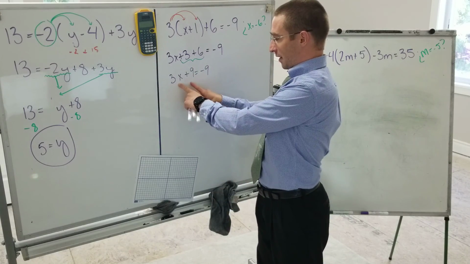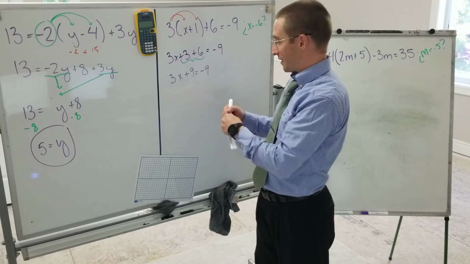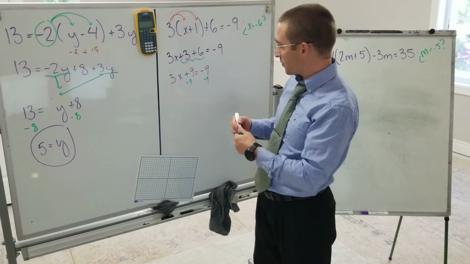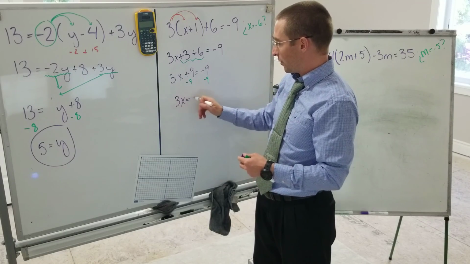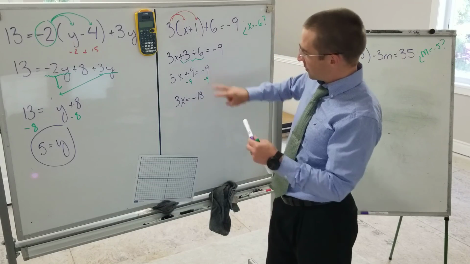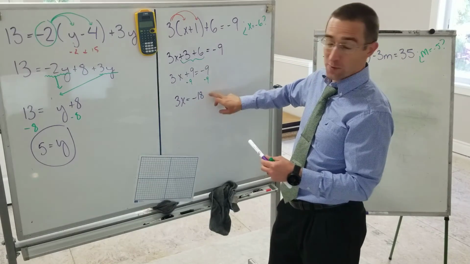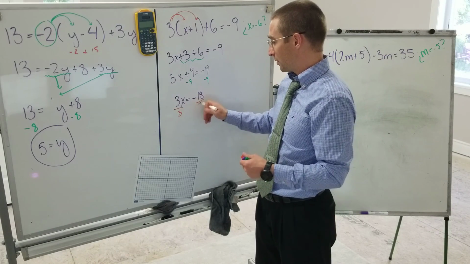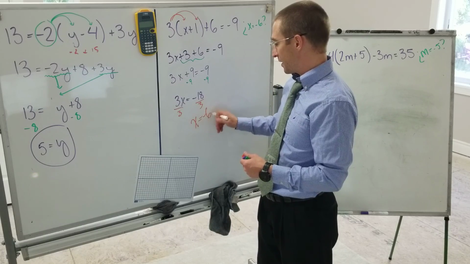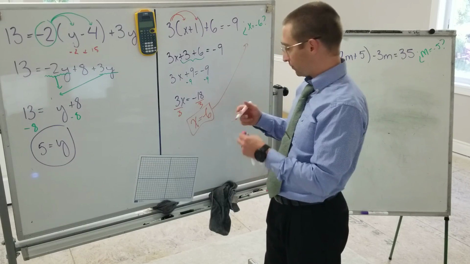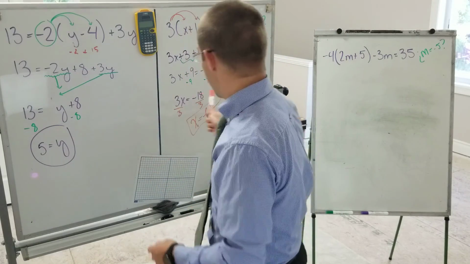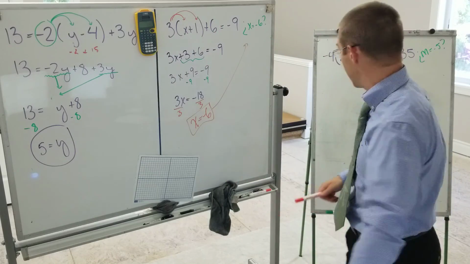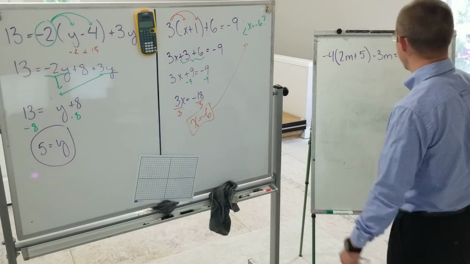3 times x plus 9. So we gotta do the opposite of plus 9, which is -9. So we're gonna go -9 on each side of the equal sign. So that gives me 3x equals -18, because these are both negative. -9 minus 9 gives me -18, more negative. And then divide by 3, and that gives us that x equals -6 that we said before. All right, so we'll come back to this. There is another way that we could have done this, and we'll talk about it at the end if you're still around for it.